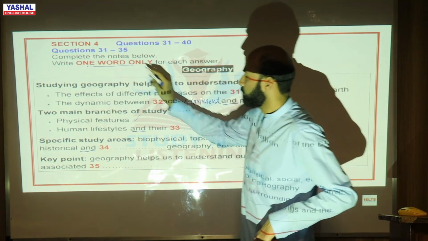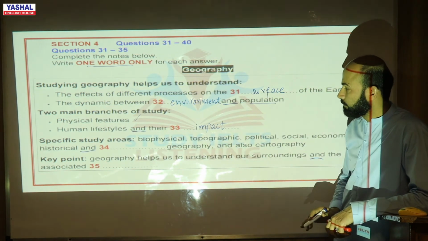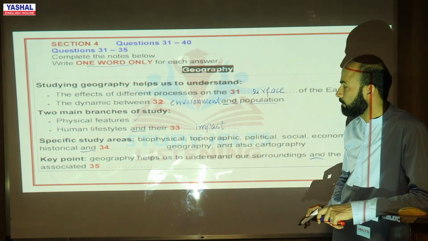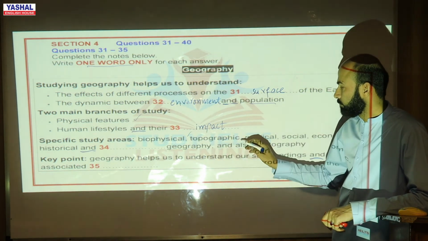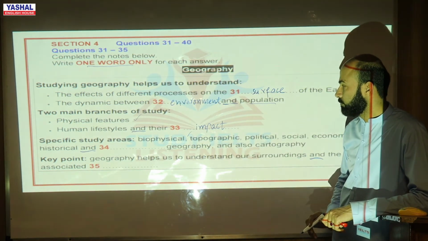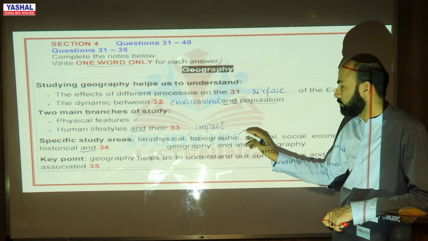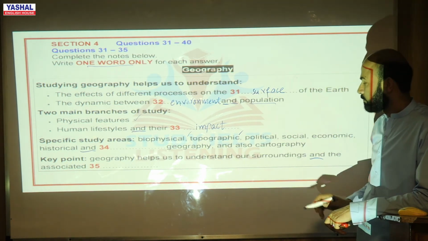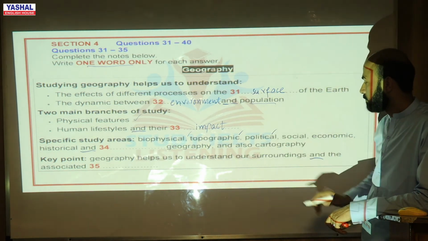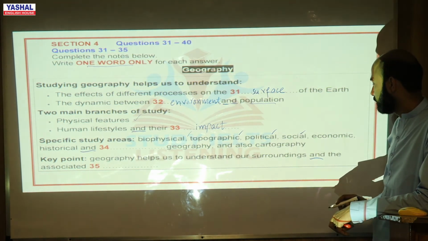But there are more specific study areas to consider too, and we'll be looking at each of these in turn throughout the semester. These include biophysical geography, by which I mean the study of the natural environment and all its living things. Then there's topography. That looks at the shapes of the land and oceans. There's the study of political geography and social geography too, of course, which is the study of communities of people.